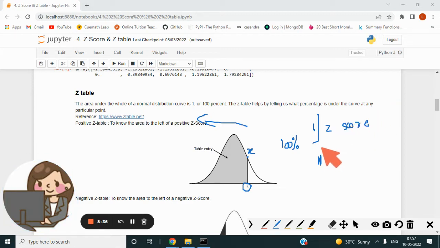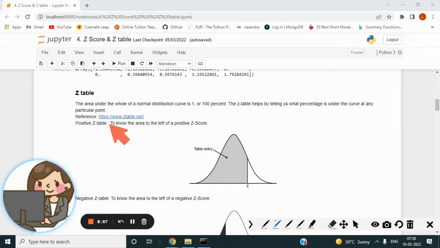Then you go and check the z-table and find the corresponding entry. That will give you the area, meaning how much percentage of entries is below this particular value. That is what the z-table entry gives you. Now there are many z-table versions, so to make our life easy, we will look into two z-tables.